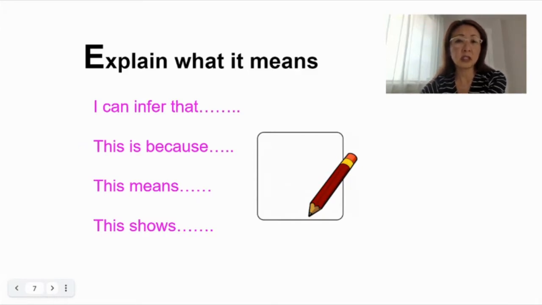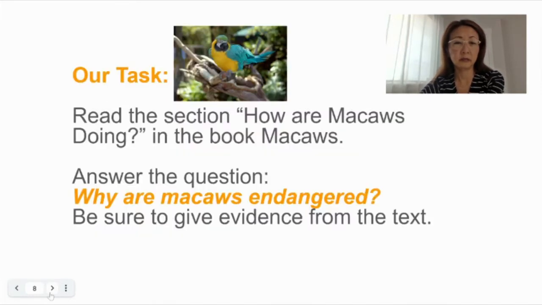And then for letter E, to explain what it means, here are some sentence stems. I can infer that. This is because. This means. This shows. These are some of the examples that you can use to explain what it means. So go ahead and feel free to write these down. Our task today is to read the section in the book, How Are Macaws Doing? Then we are going to answer the question, why are macaws endangered? And we want to be sure to give evidence from the text.